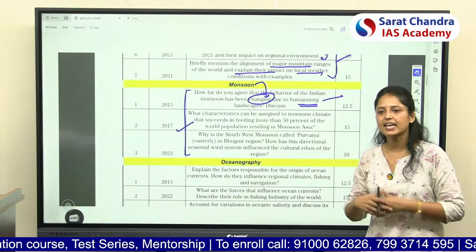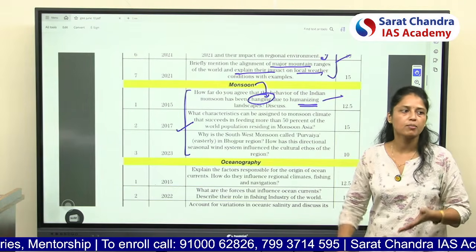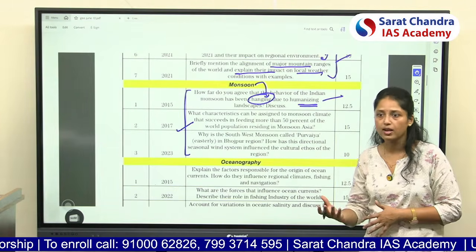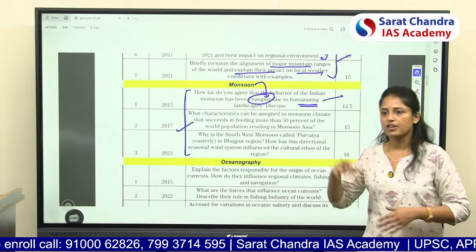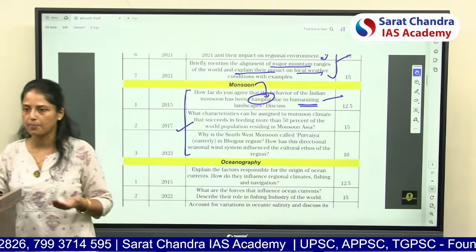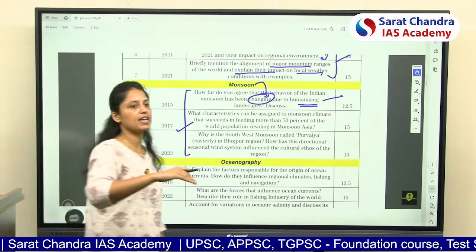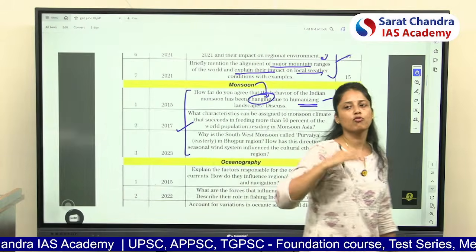So basically, it is one of the concepts of climate change, that earlier monsoon was normal, but now monsoon is becoming abnormal. So what are the causes? Whenever you read the topic of monsoon, you will first of all read how monsoon happens, but don't just be limited to that. Then you read the applications, that what is the status of monsoon at present.